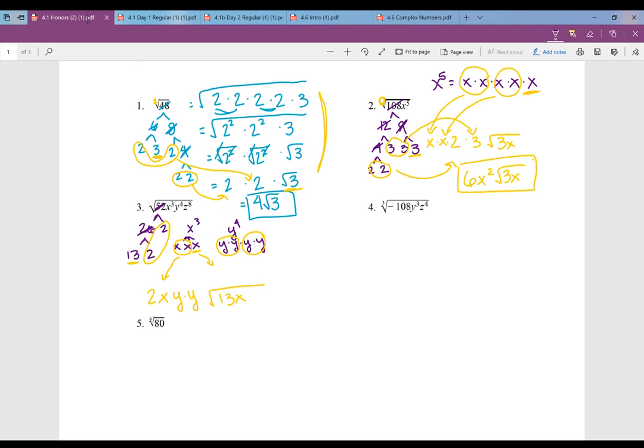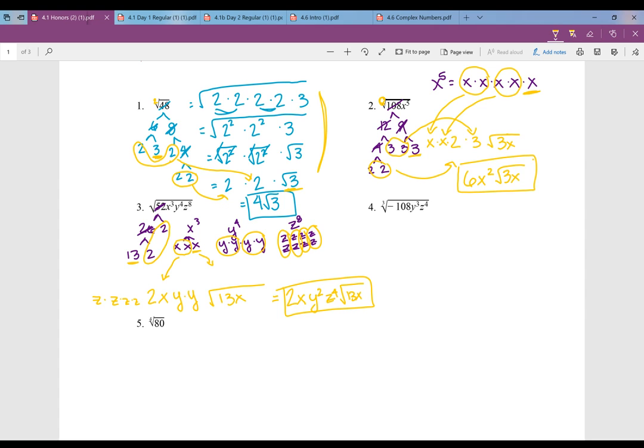And lastly, we have z to the 8th. Well, that's going to be 8 z's, right? 1, 2, 3, 4, 5, 6, 7, 8. And how many groups of 2 do we have here? We have 1, 2, 3, 4. 4 groups of 2. So that means we're going to pull out 4 z's. So our final answer, we have 2 times x, and then y times y is y squared. Z times itself 4 times is z to the 4th, the square root of 13x.